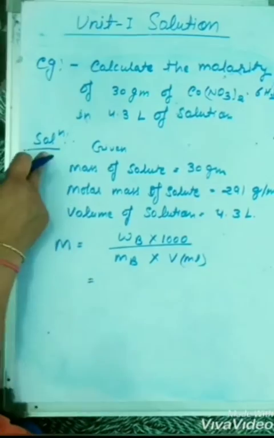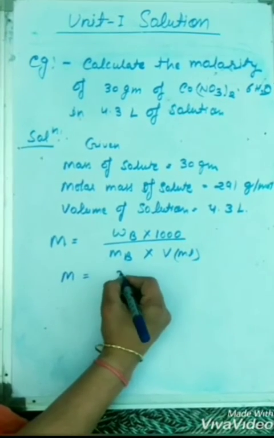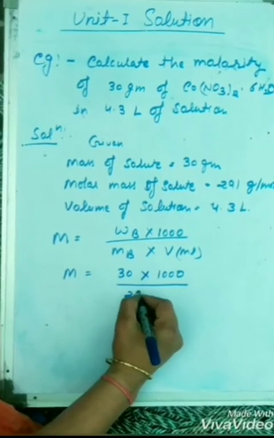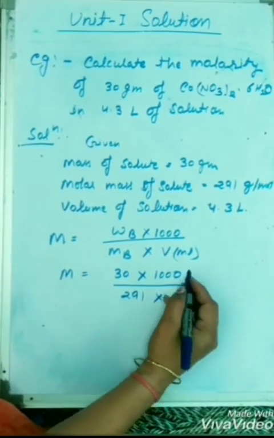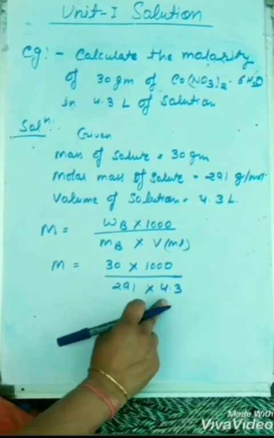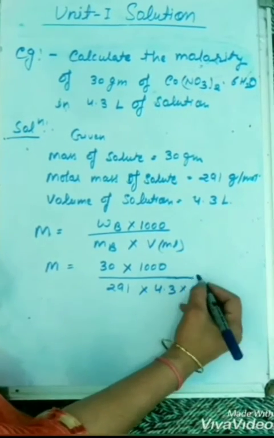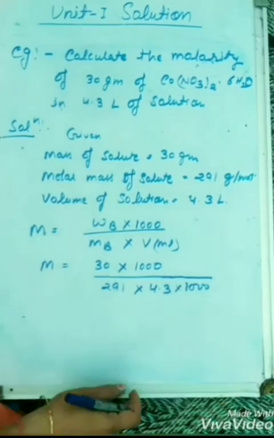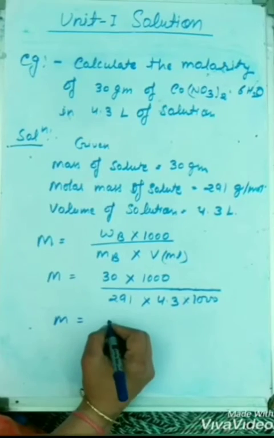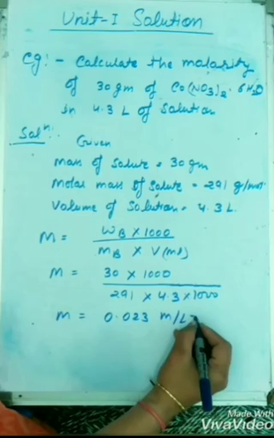On putting all these values in this formula, we find 30 into 1000 upon 291 and 4.3, because our volume is in liter, so it is multiplied by 1000. After solving this, we find 0.023 mole per liter. This is the answer.